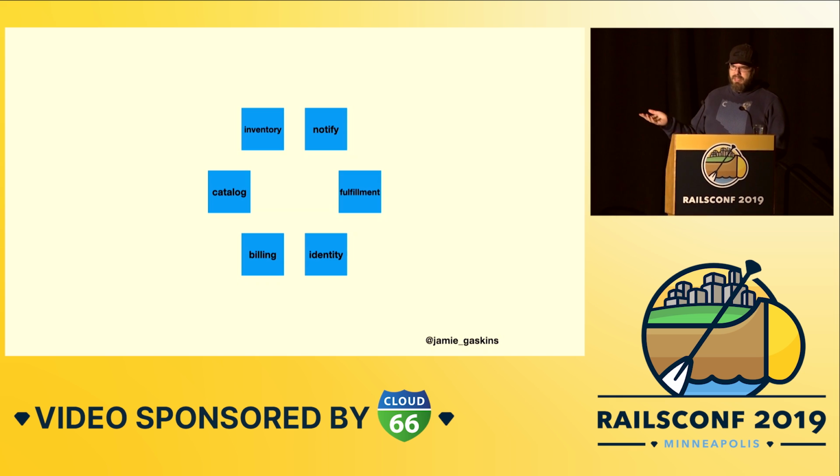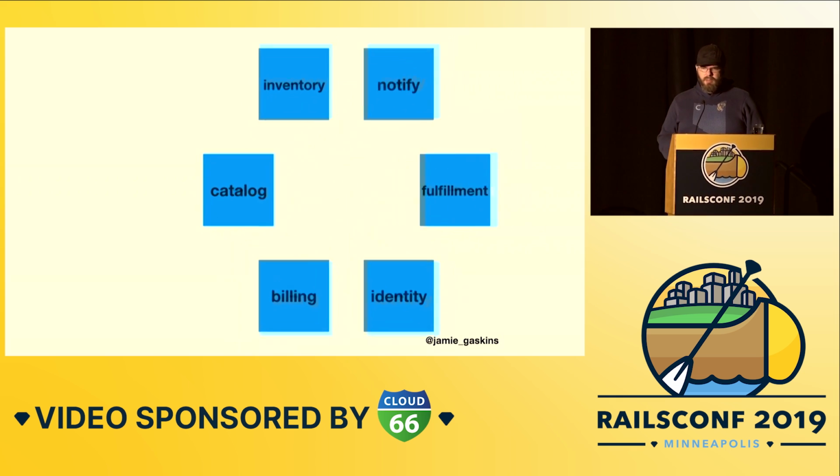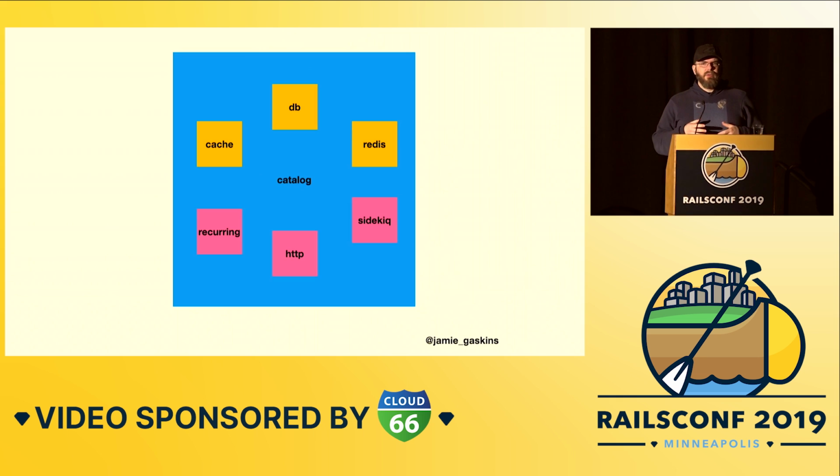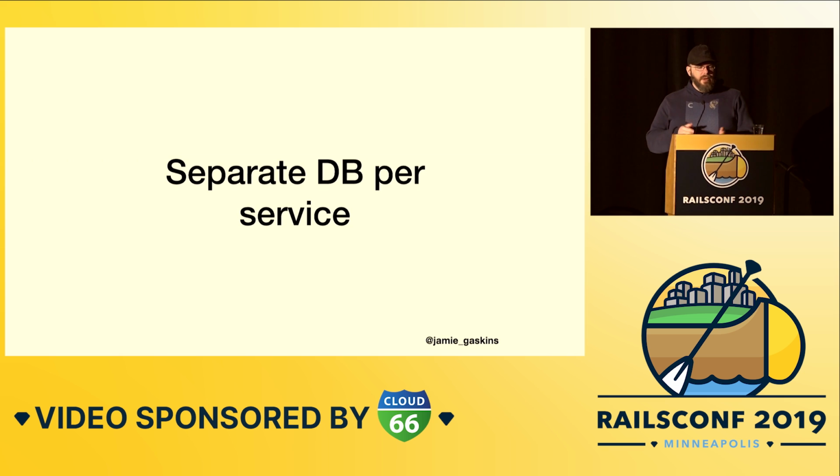So for example, if we have this set of services in an e-commerce application, each service might actually have each of its own processes for handling web requests and handling background jobs. So it might have its own Sidekiq and its own process for just running recurring tasks. And also notice that each service that we have here has its own data stores. So it'll have its own application database, Redis, and cache. And so you definitely don't want to share a database between multiple services if you don't need to.